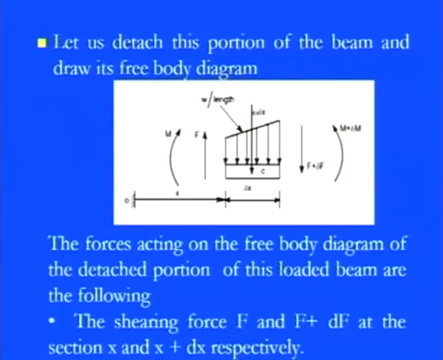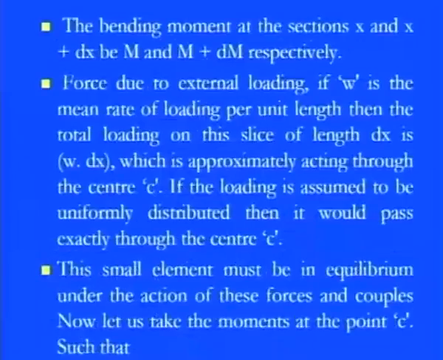Again, these are the forces acting on the free body diagram of the detached portion of the loaded beam. The shearing force on the left-hand side is F, and the shearing force on the right-hand side is F plus dF. Since the cross-sectional location is x and dx is there, the corresponding changes occur.